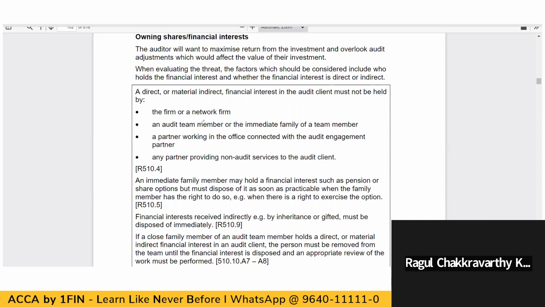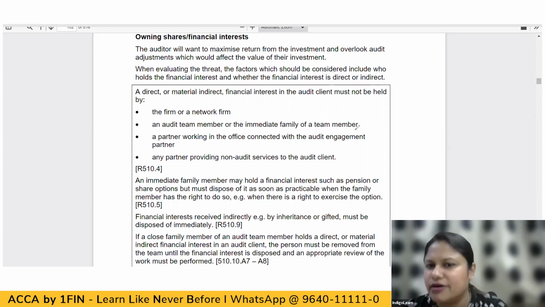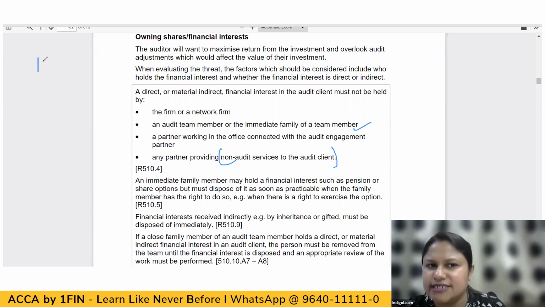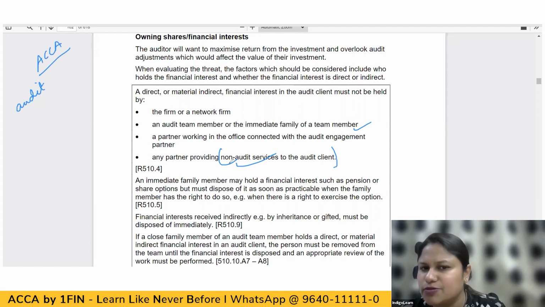Then the audit team member or the immediate family of the team member. So not only the partners, we also say team members should not have any kind of holdings. Then a partner working in the office connected with the audit engagement partner. So any partner of the auditor also should not be holding any kind of interest. Then any partner providing non-audit service. Now, when you look at a firm of ACCA, you will never see that they're only into audit. They will also be providing tax consultancy services, some management consultancy, some bookkeeping services, return filing. They do so many activities together, which we call non-audit services. So they're saying, do not even try to provide what? Any partner which is providing non-audit service.